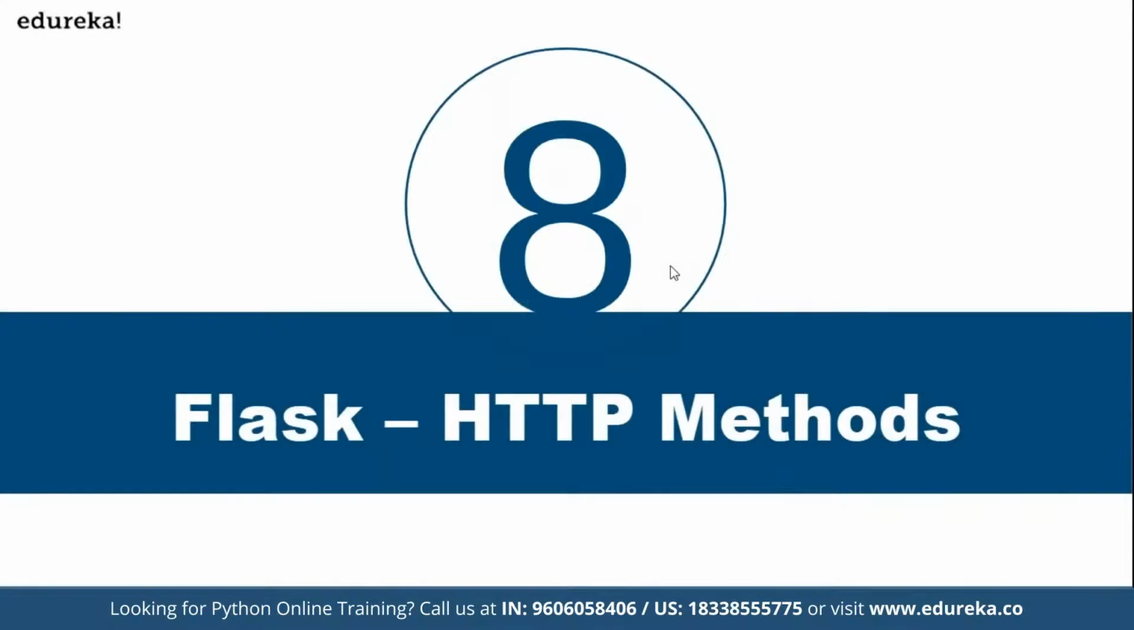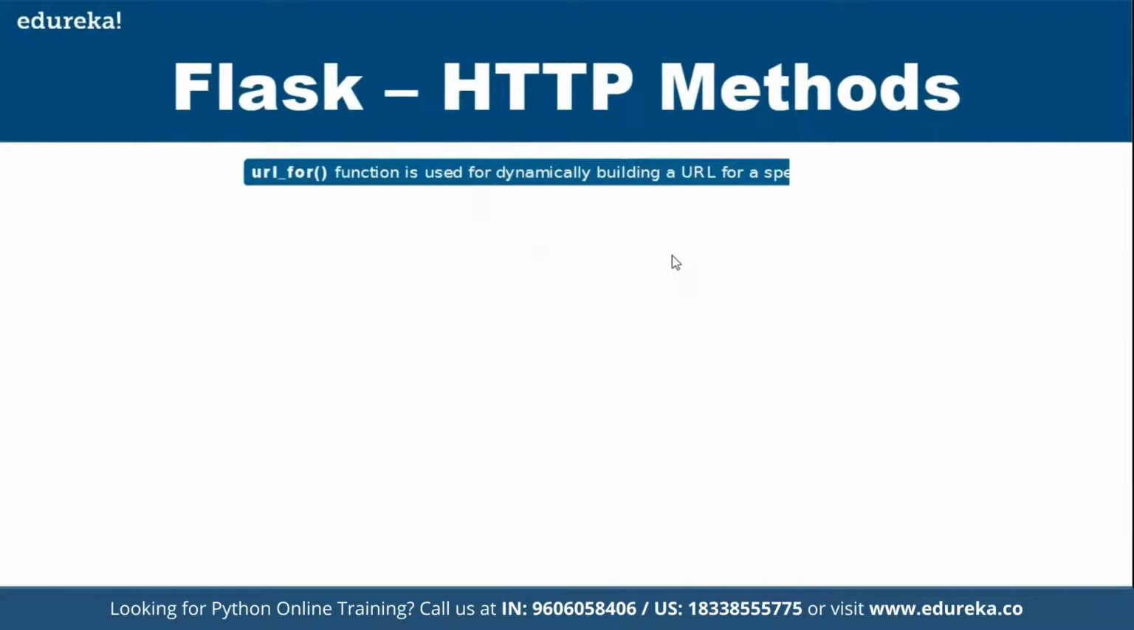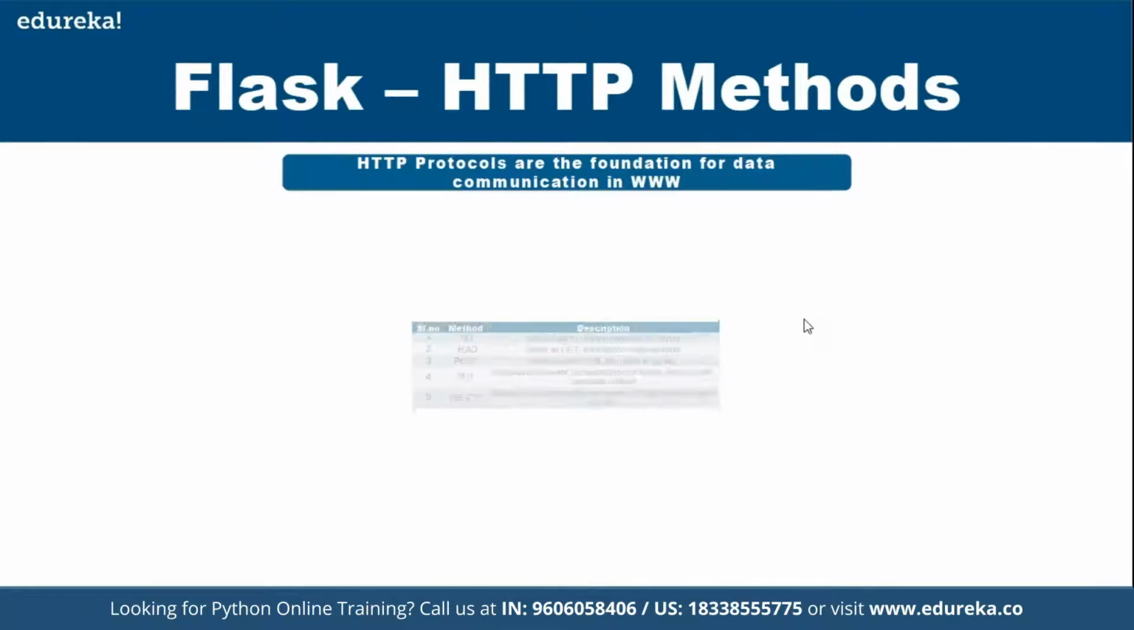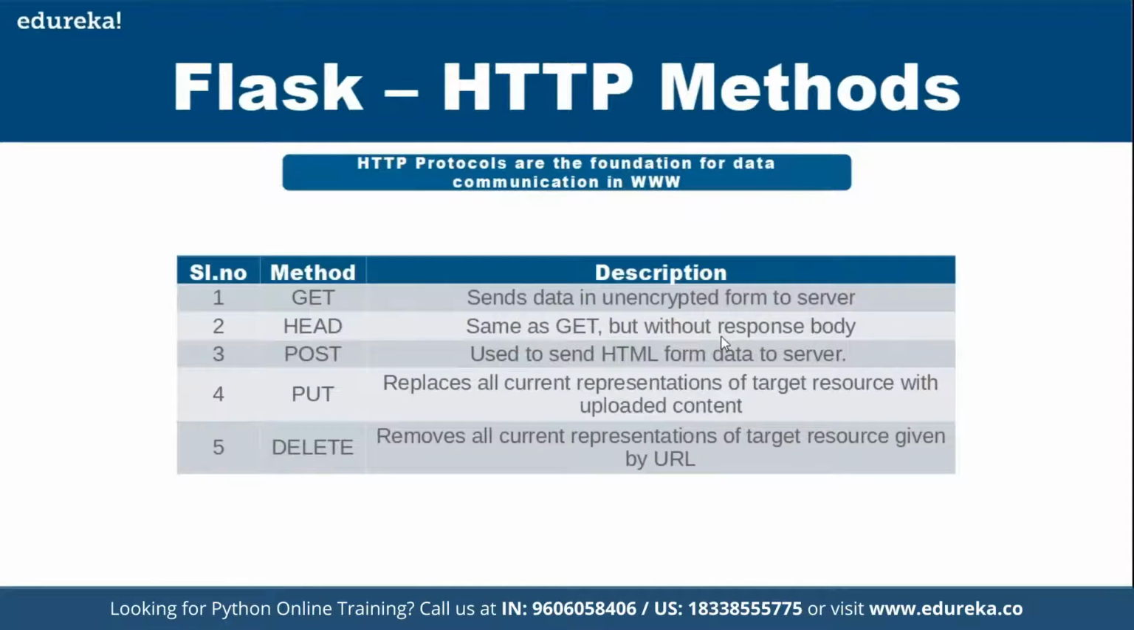Okay, now let's talk about HTTP methods. You all know what HTTP methods are, right? It's get, post, and all. So the same code we are discussing, url_for. As we know, these are the different HTTP methods. You have get, post, which all know. Apart from that, there are others also like head, put, and delete.